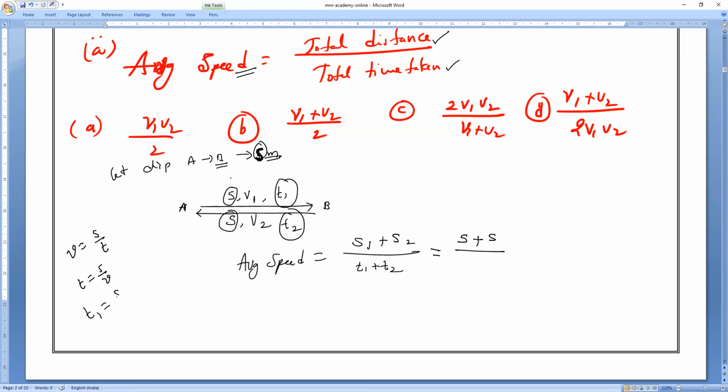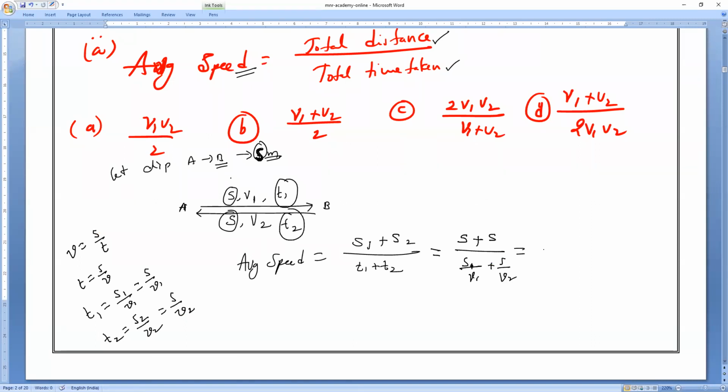So T1 is equal to distance S1 by V1, which means S by V1. Same way, T2 is equal to S2 by V2, which is S by V2. That's all. Substitute. So average speed is 2S divided by (S by V1 plus S by V2).